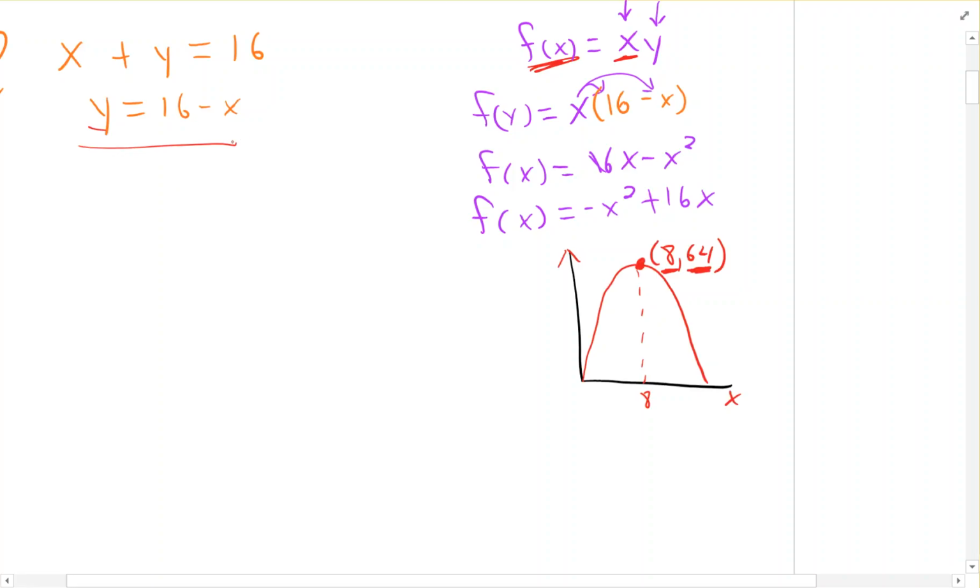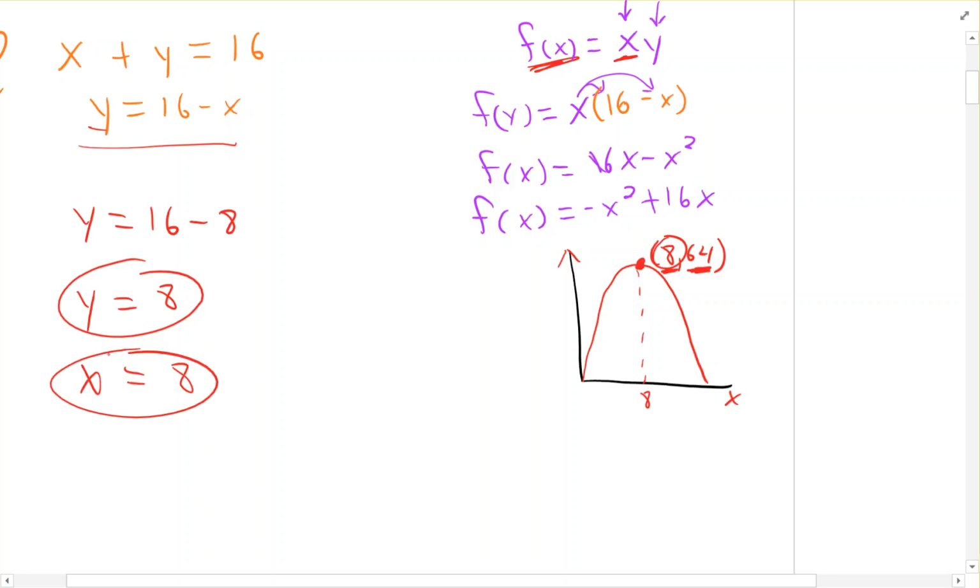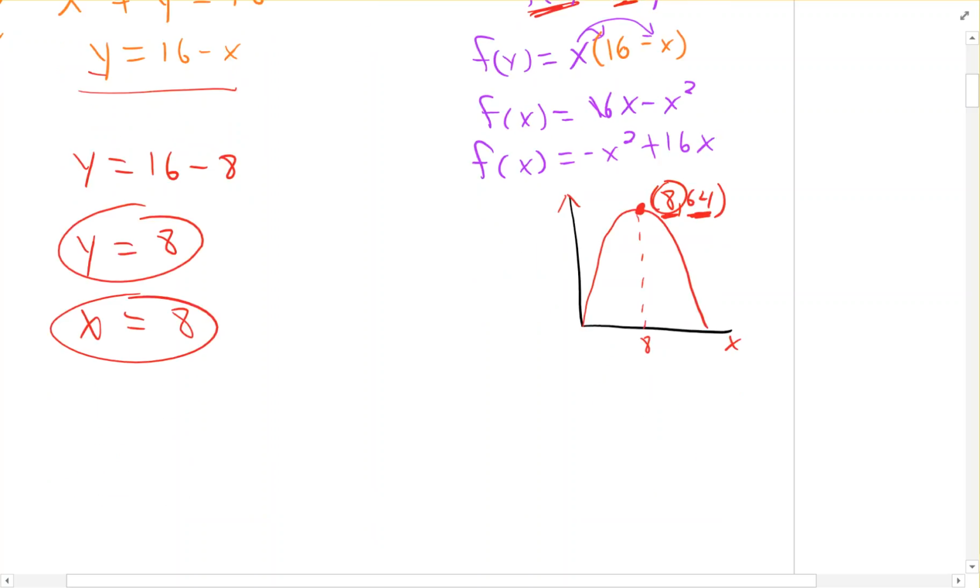We go back up to here, and all we got to do then is just go, okay, y is going to be equal to 16 minus, and we said x was 8, so 16 minus 8. So y was also equal to 8. So x was also equal to 8. So those were the two numbers. So that's how you solve those.